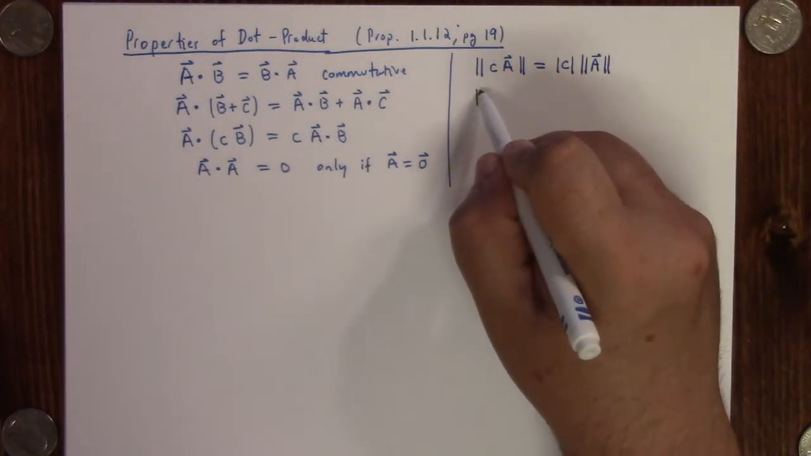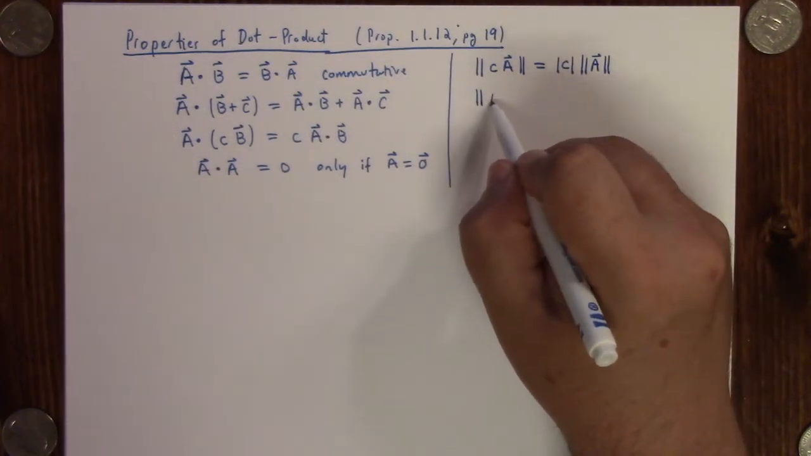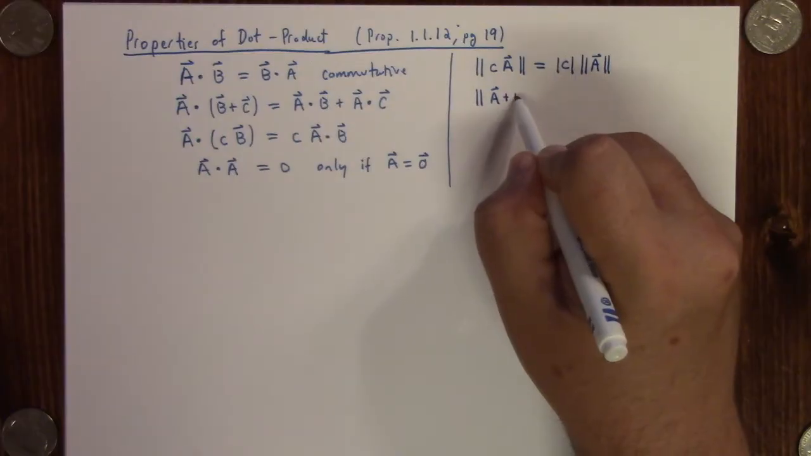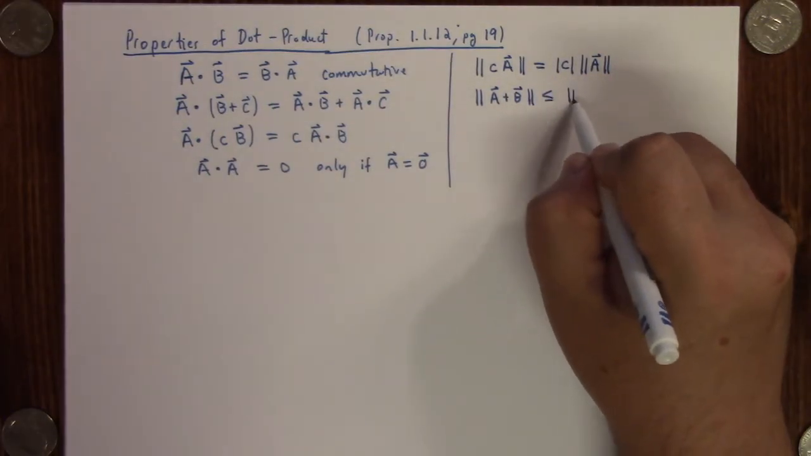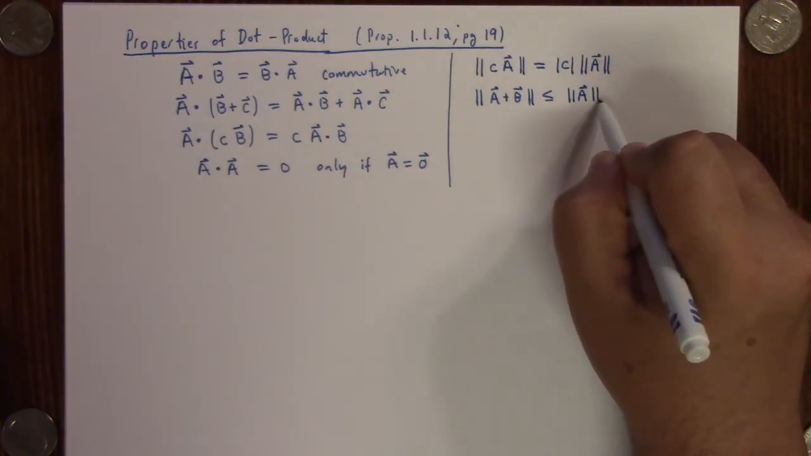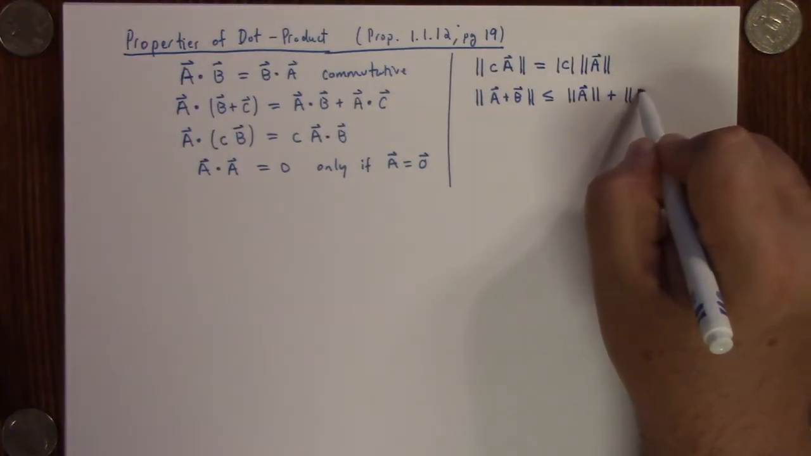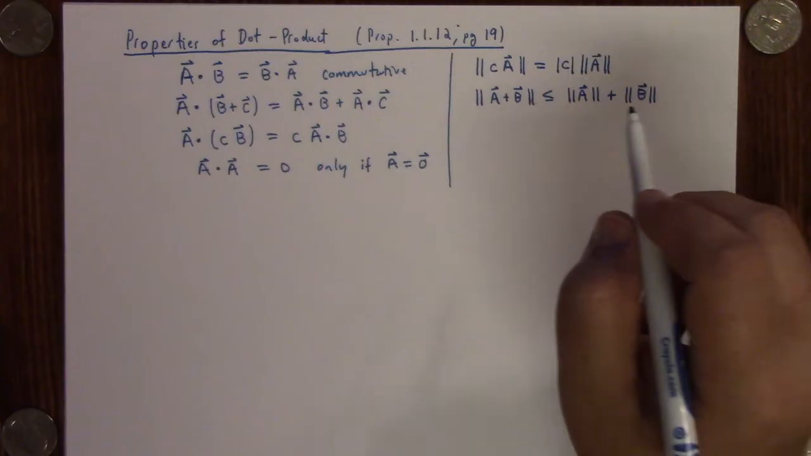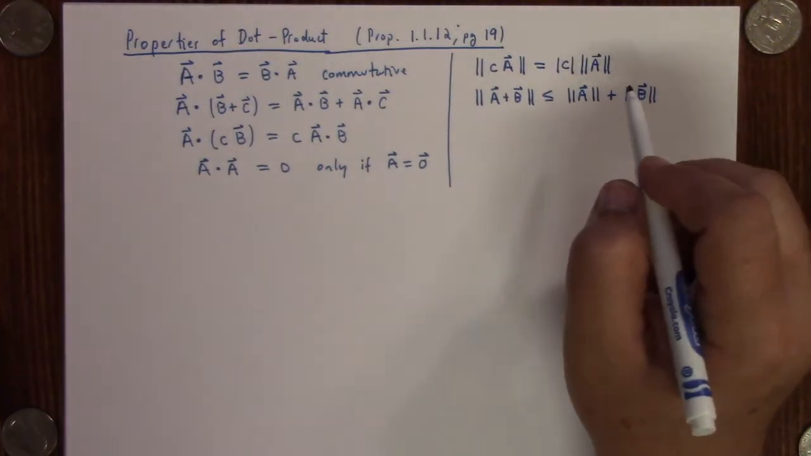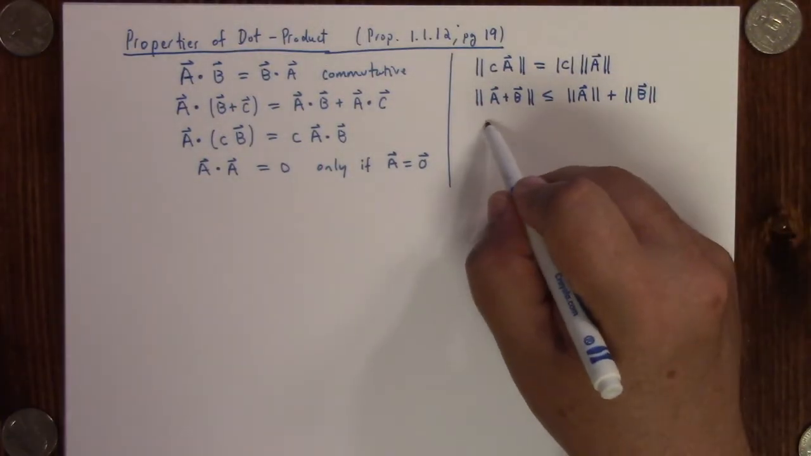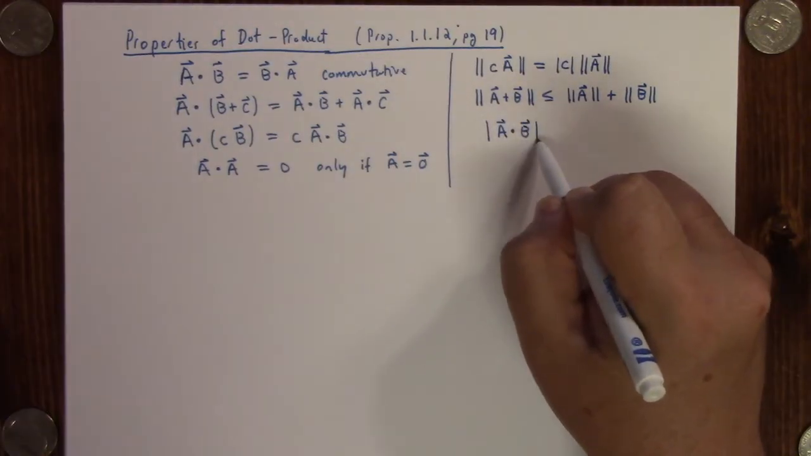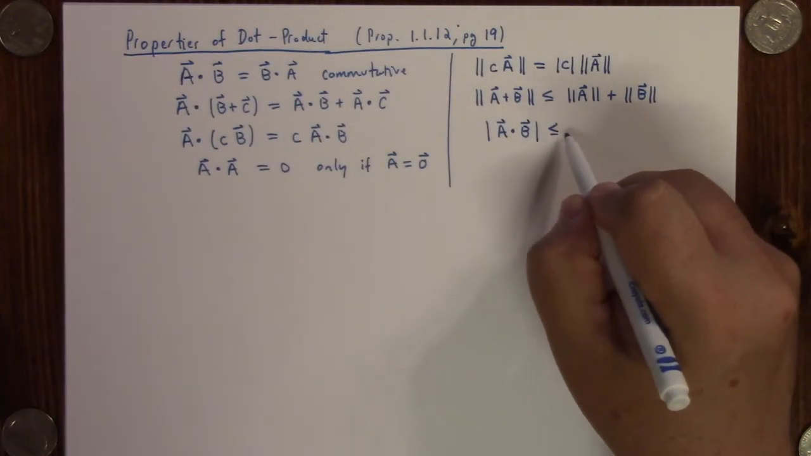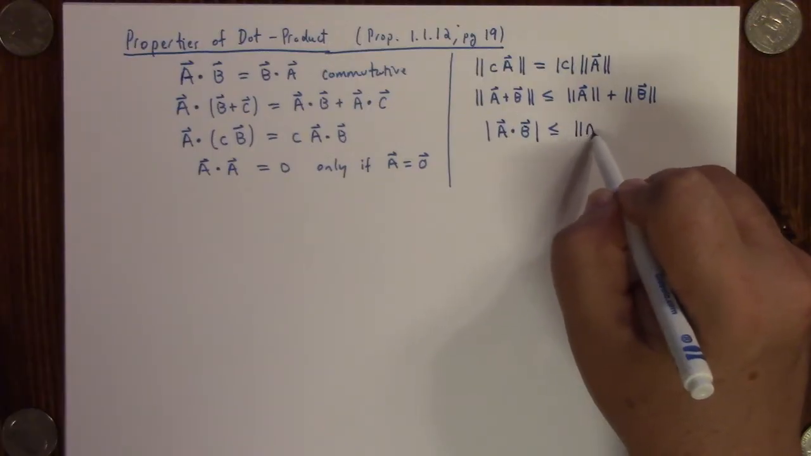There's also something called the triangle inequality. The triangle inequality says if we take the sum of two vectors and calculate the length of the sum, it's less than or equal to the sum of their lengths. So this is the so-called triangle inequality. There's also something called the Cauchy-Schwarz inequality, which says that the magnitude of A dot B is less than or equal to the product of the lengths of A and B.